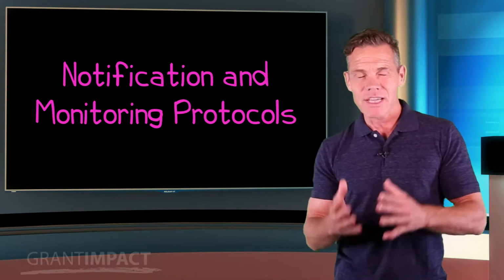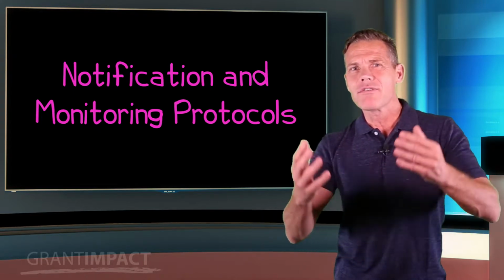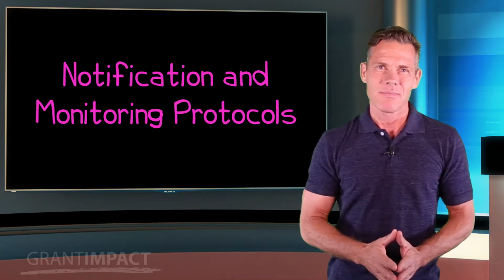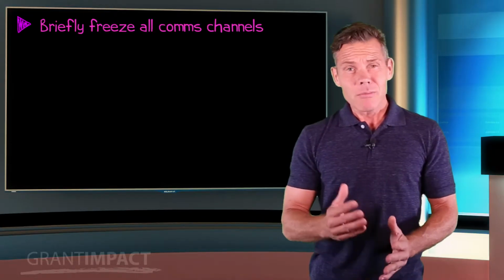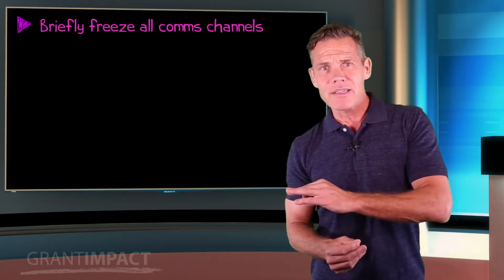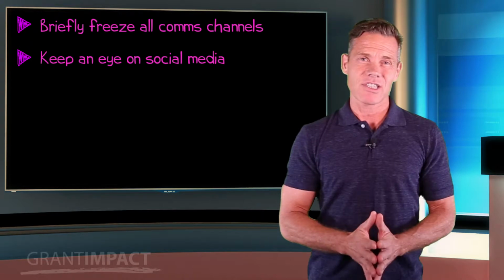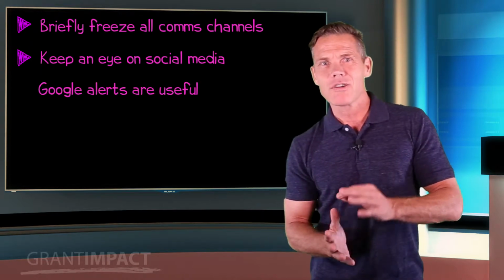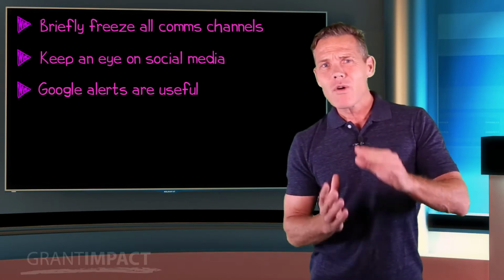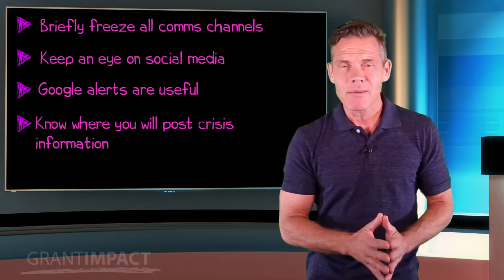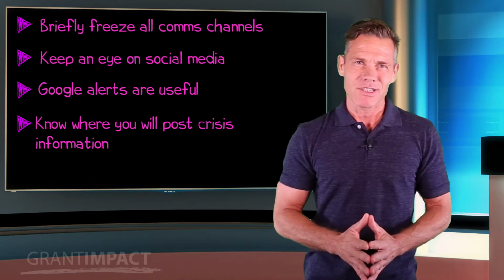Step 6. Put in place notification and monitoring protocols. During a crisis, it is important to get your message out, but also to make sure you get the information in that you need to make wise decisions. Be prepared to briefly freeze all your organization's communications channels while you ready your immediate crisis response. In terms of monitoring, it's important to keep an eye on social media to not get blindsided by anything that might gain traction there. Good old-fashioned Google alerts can also serve an invaluable role in monitoring communications during a crisis. Also, know in advance where on your website and your social media platforms you will publish crisis-related information.